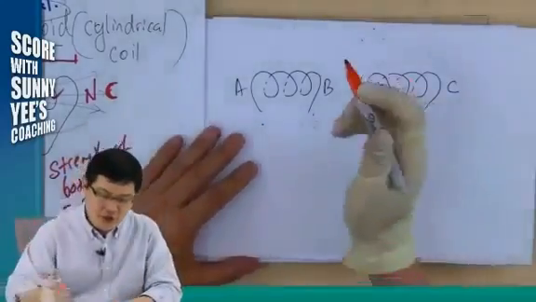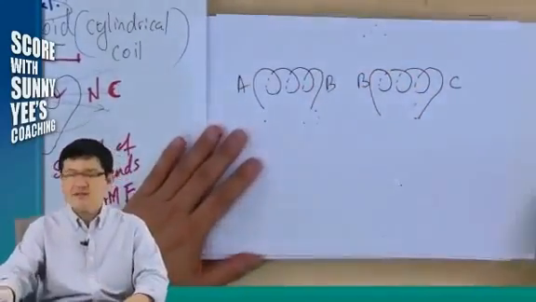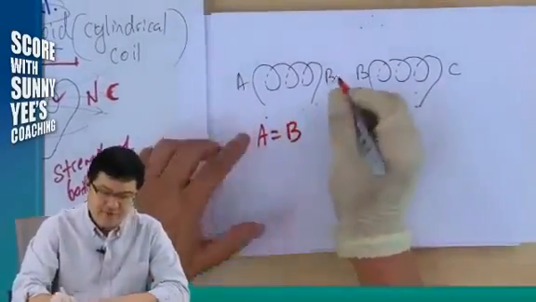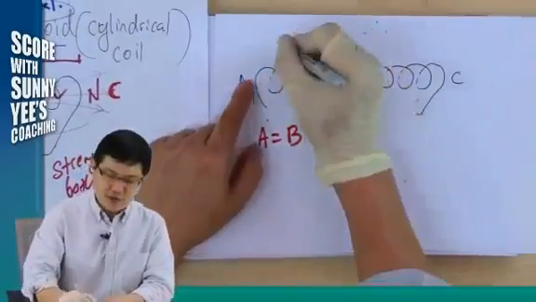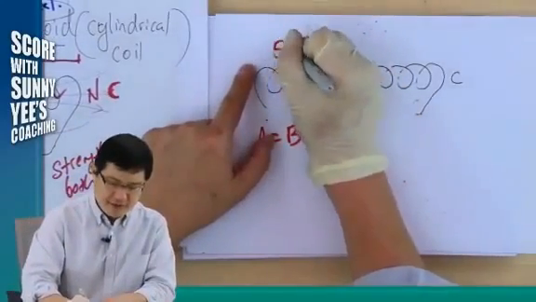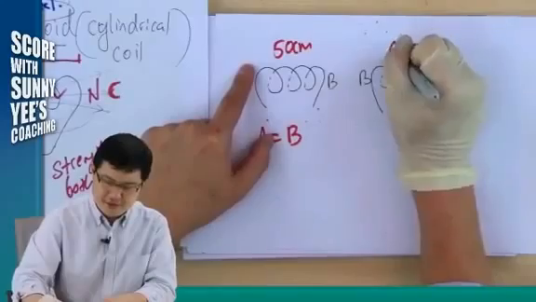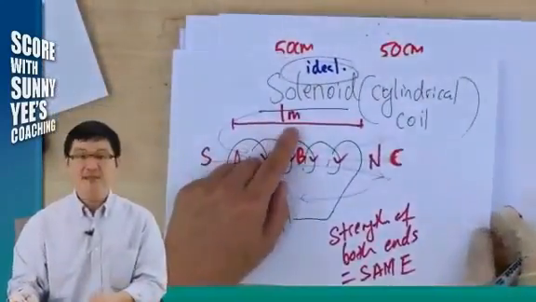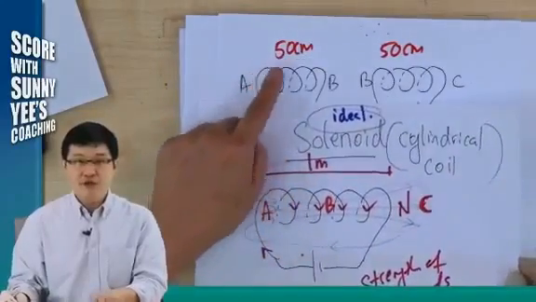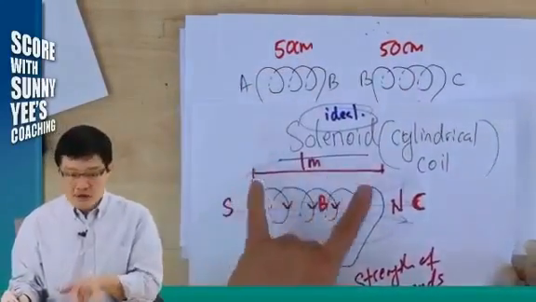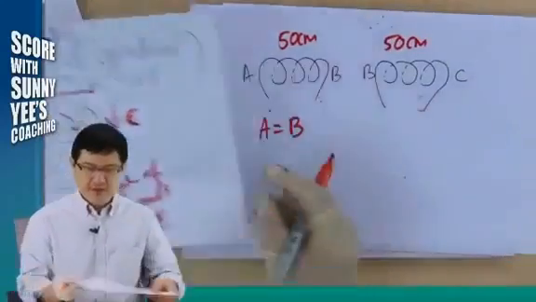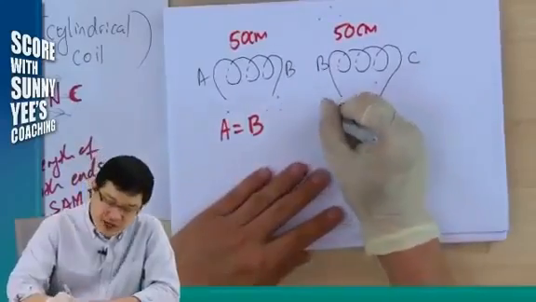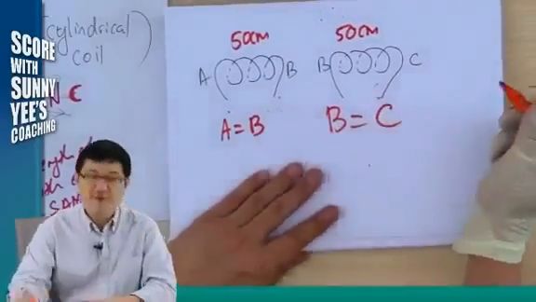Now, I just told you that both ends have the same strength. So the strength of A and the strength of B is the same. If I split it into 50 cm, 50 cm, because before that was 100 cm, 1 meter is 100 cm. I break it up into 50 cm, 50 cm. So the strength of A is the same as the strength of B. The strength of B is the same as the strength of C.